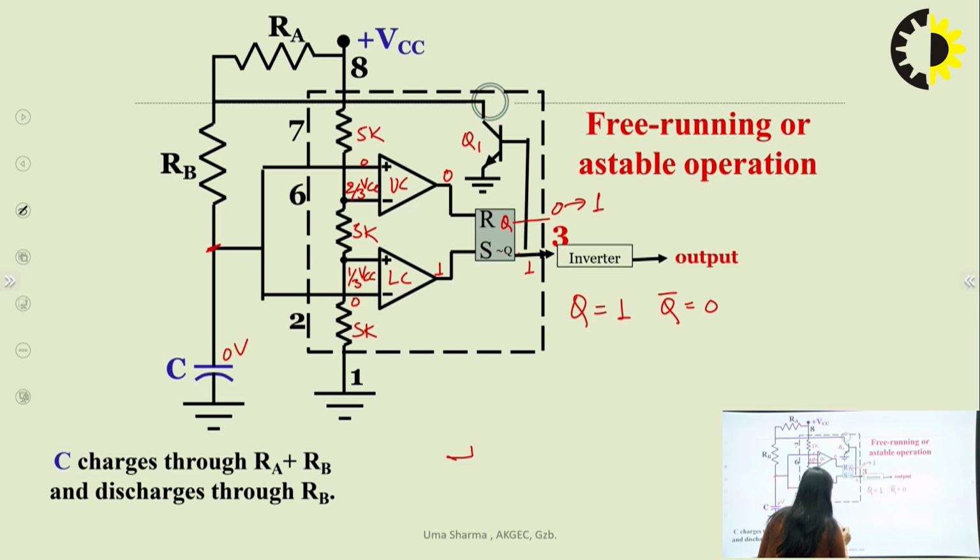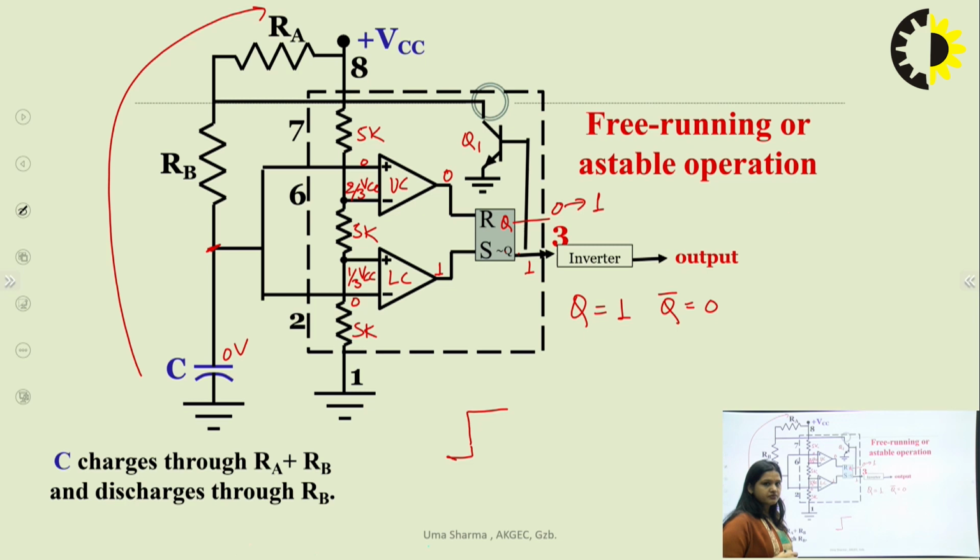Now in that situation, your Q1 is off. And now this capacitor can charge because there is no discharging path for this capacitor. So the capacitor starts charging through these resistors RA and RB towards VCC. Your capacitor is charging like over there. Initially it is at 0. Now it will reach 1/3 VCC, then it will reach 2/3 VCC and it can go up to VCC.